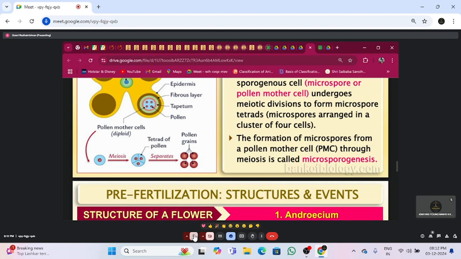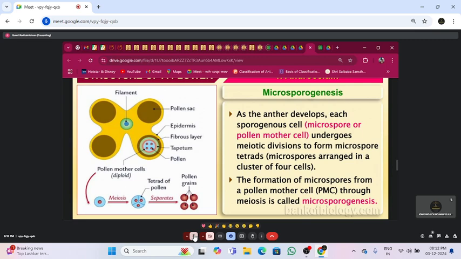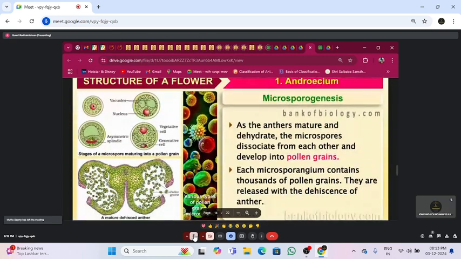Okay, so in the anther, each sporogenous cell or pollen mother cell undergoes meiotic division to form microspore tetrads, and the formation of microspores through meiosis, that process is called microsporogenesis. Okay, all right. Now, microsporogenesis, what is it?